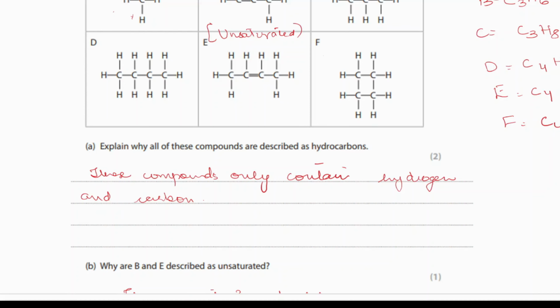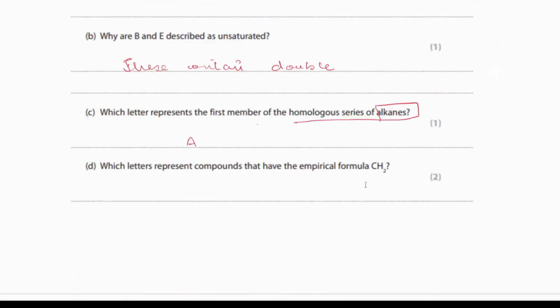B, E, yeah, E and F. These can be simplified into CH2. So it's B, E, and F.